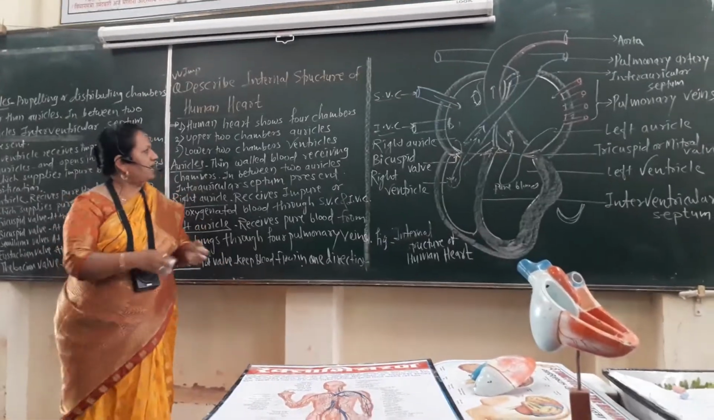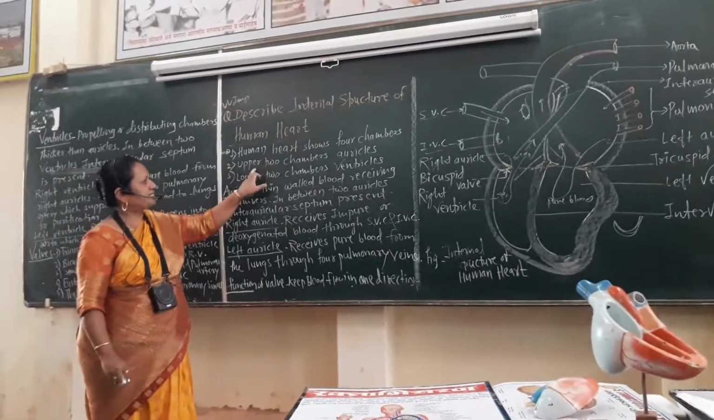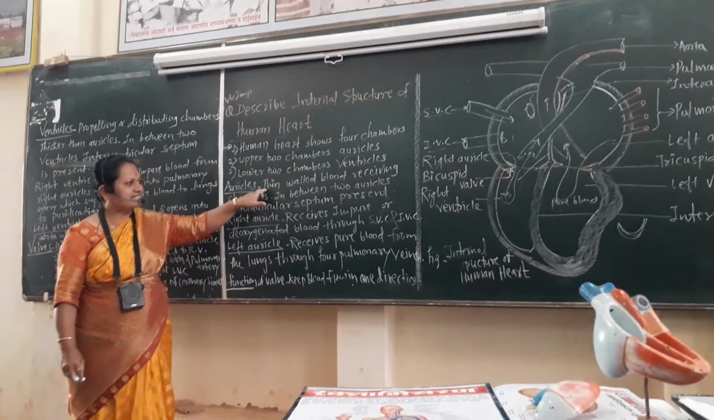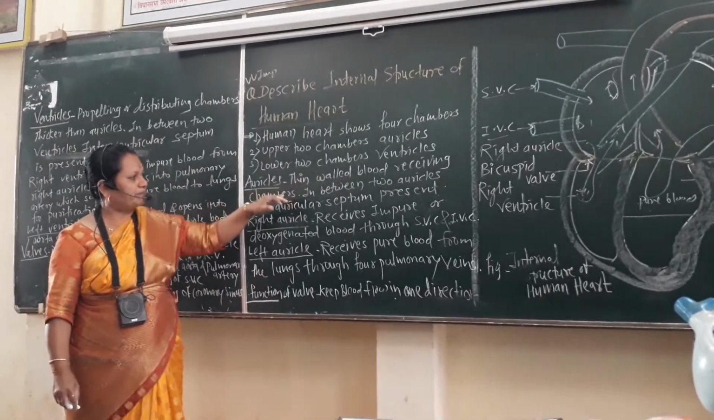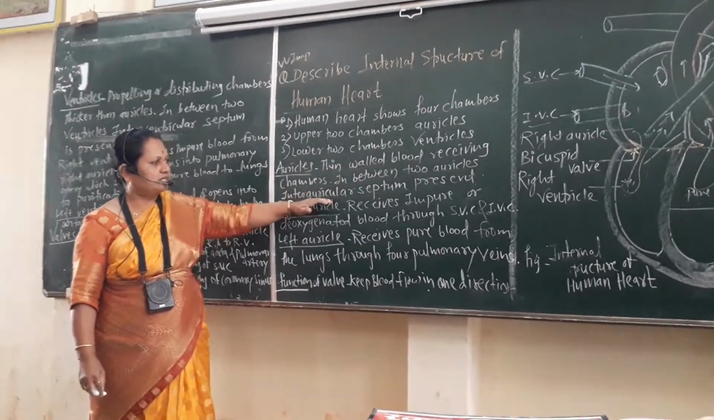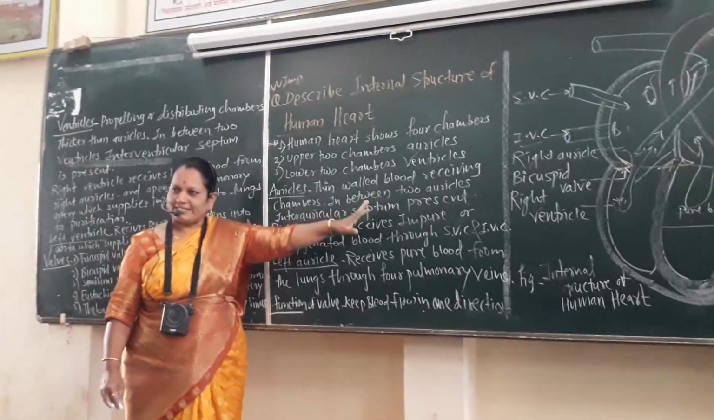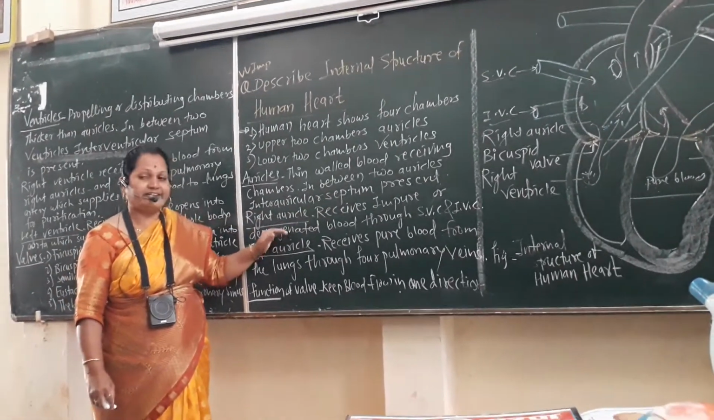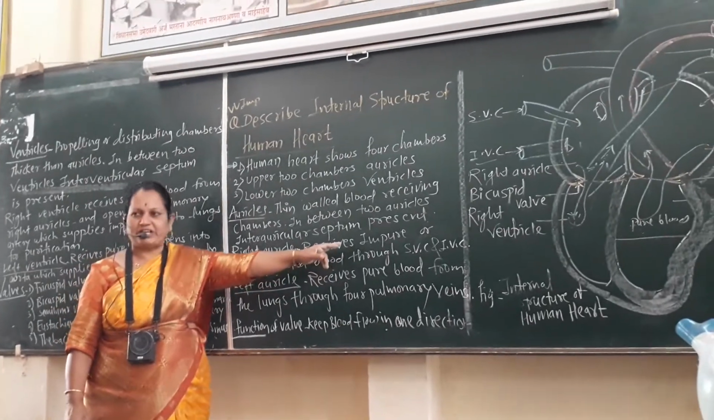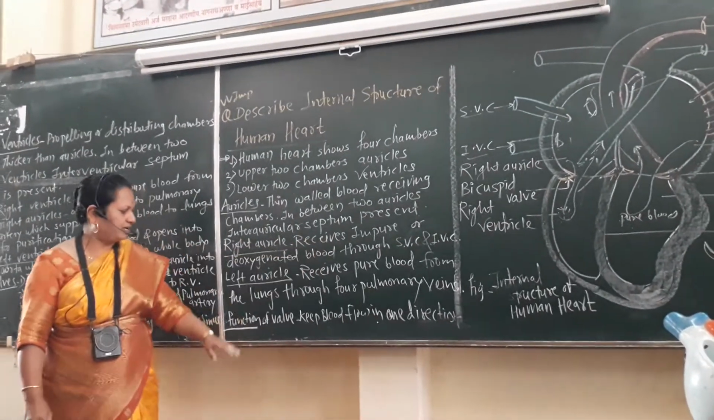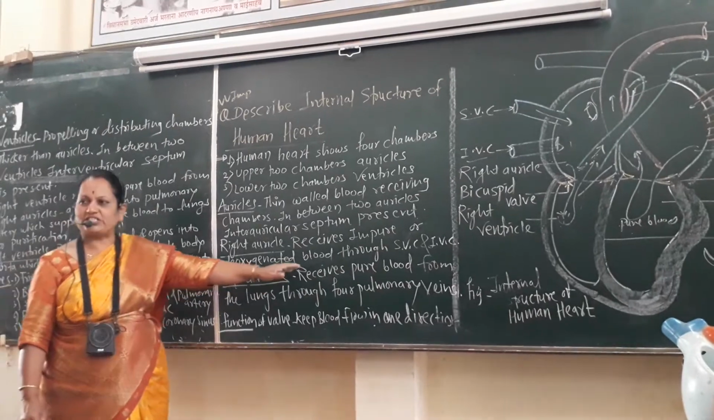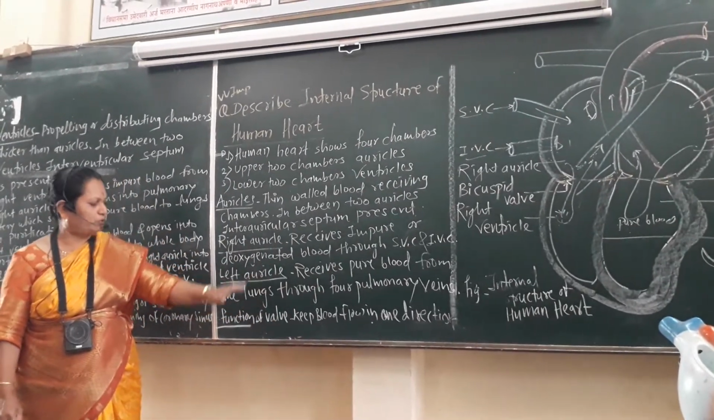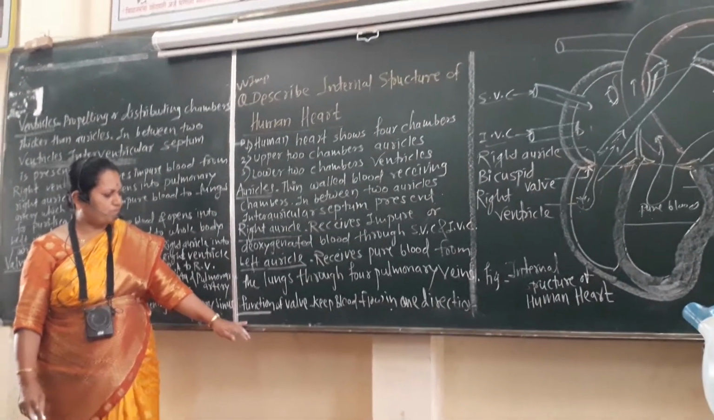Here, the human heart shows 4 chambers. Upper 2 chambers are auricles, lower 2 chambers are ventricles. Auricles are thin-walled blood receiving chambers, and in between the 2 auricles, the interauricular septum is present. Right auricle receives impure blood or deoxygenated blood through superior vena cava and inferior vena cava, while left auricle receives which type of blood? Pure blood or oxygenated blood from the lungs through the 4 pulmonary veins.